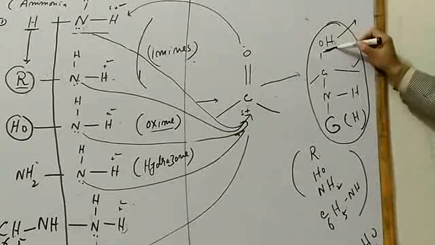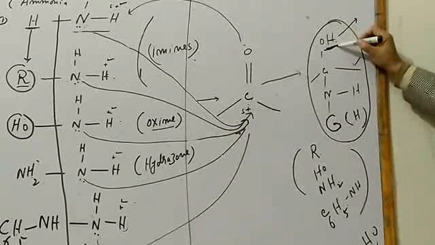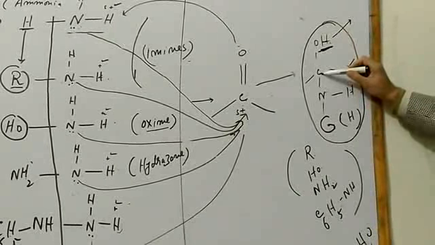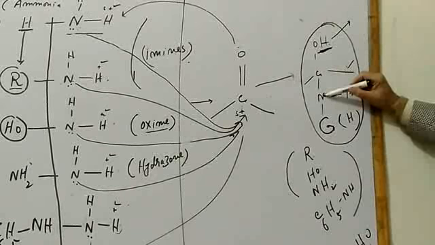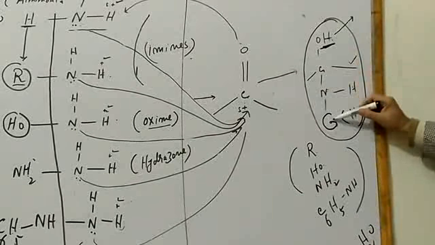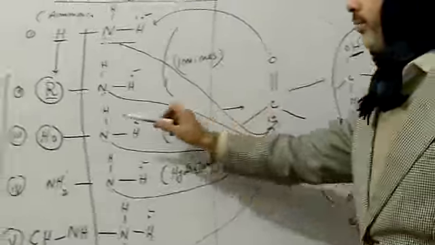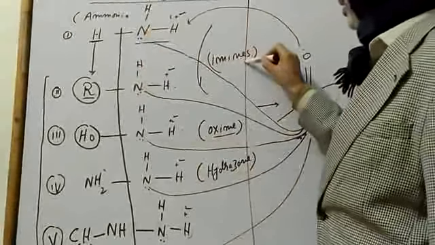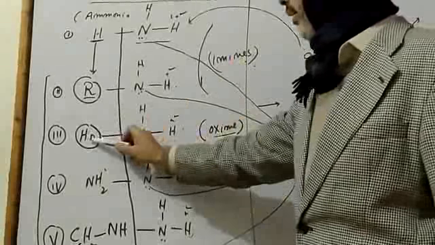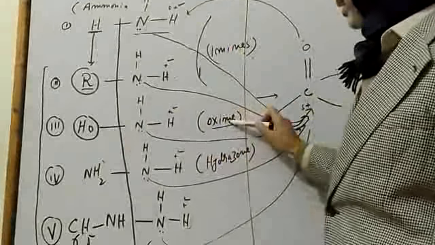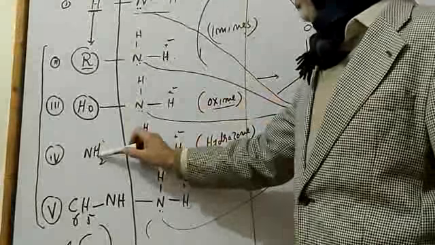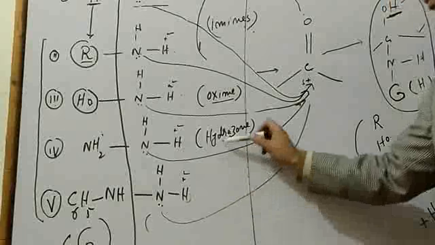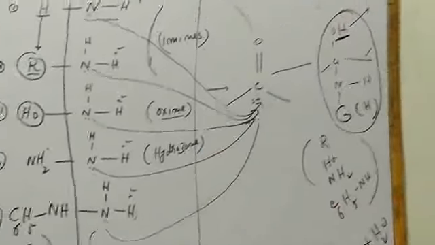And in this elimination reaction, what will be removed? OH will be removed from here, H will be removed from here, with the result that you will get a double bond between carbon and nitrogen. And that final product will depend upon the starting material. If you have taken these two, you will get imines or Schiff bases. If you have taken this one, you will get oxime. And if you have taken this, you will get hydrazone. If you have taken this one, you will get phenyl hydrazone, and so on.